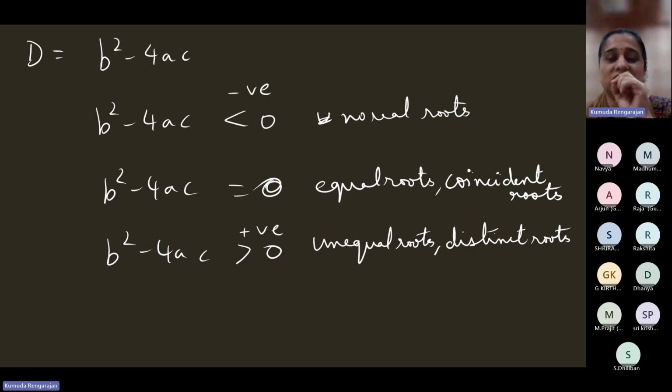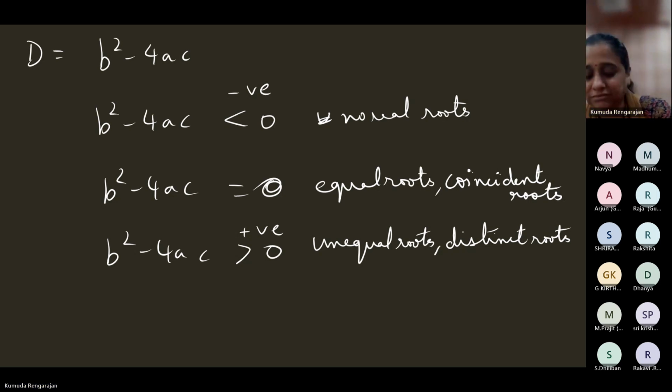So two roots, the parabola will cut the x-axis at two distinct points. One root, it will only touch the x-axis. No roots, it will be high above the x-axis or below the x-axis. The parabola will not open left or right. The mouth of the parabola will either open upwards or downwards, not left or right.